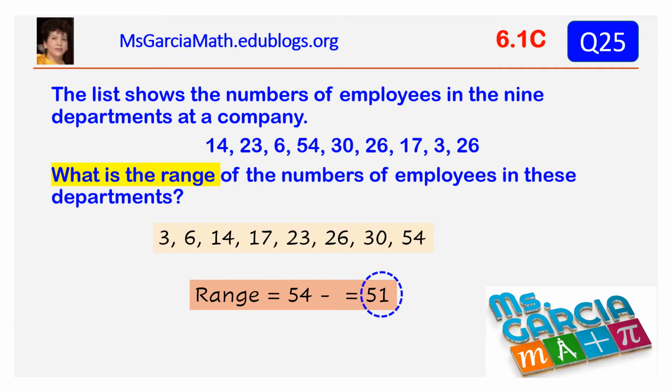Range is the difference between the lowest and highest values. In this data set, the lowest value is 3, and the highest is 54, so the range is 54 minus 3 equals 51.